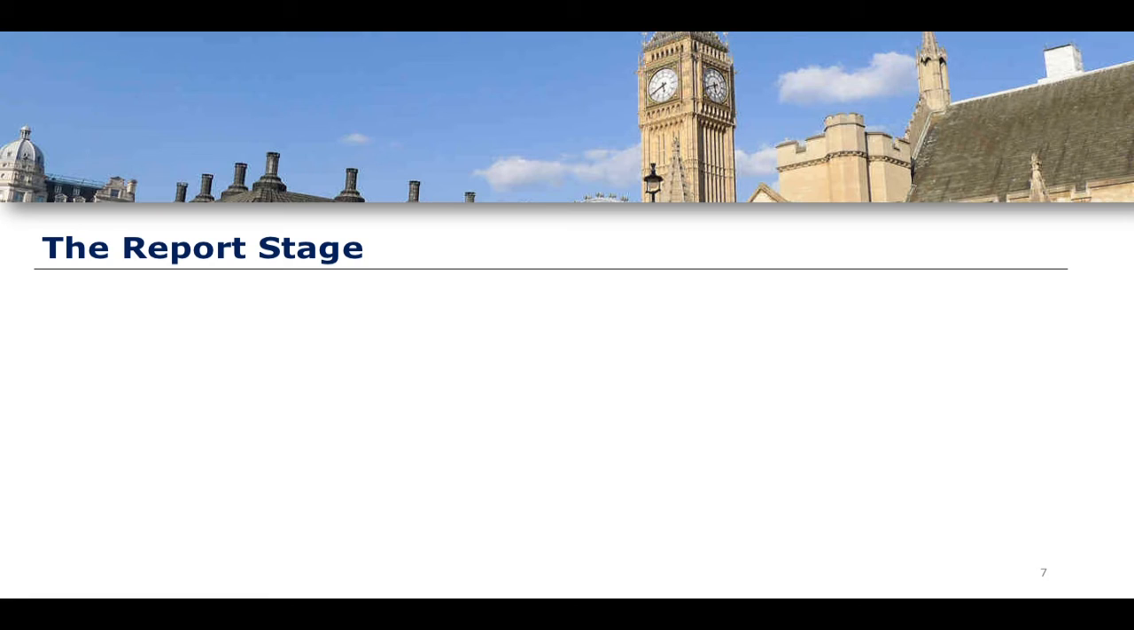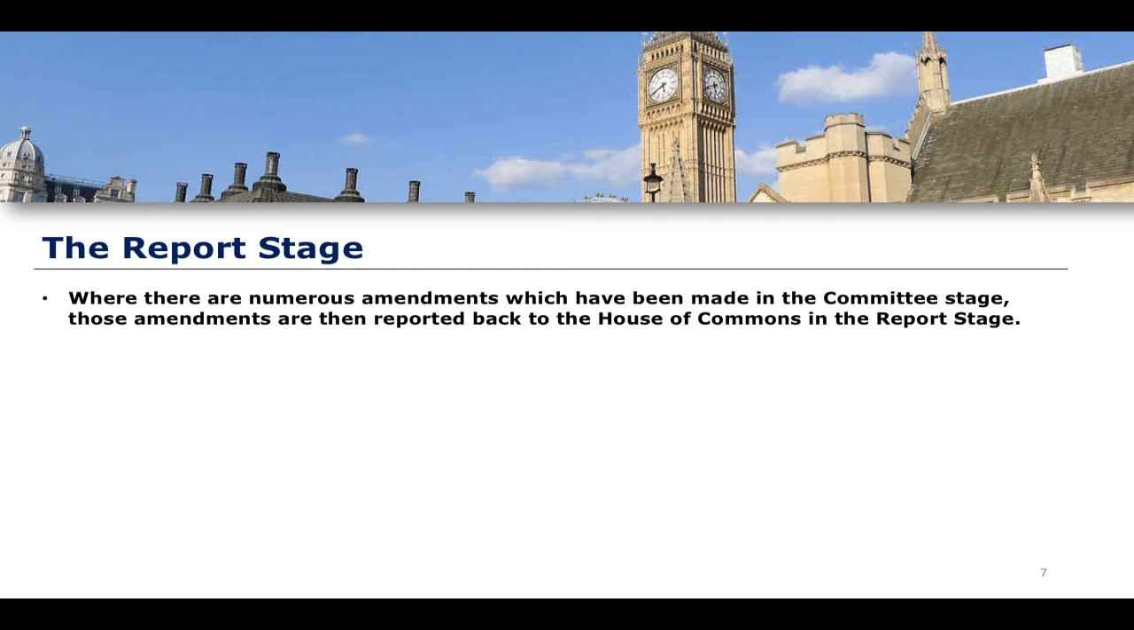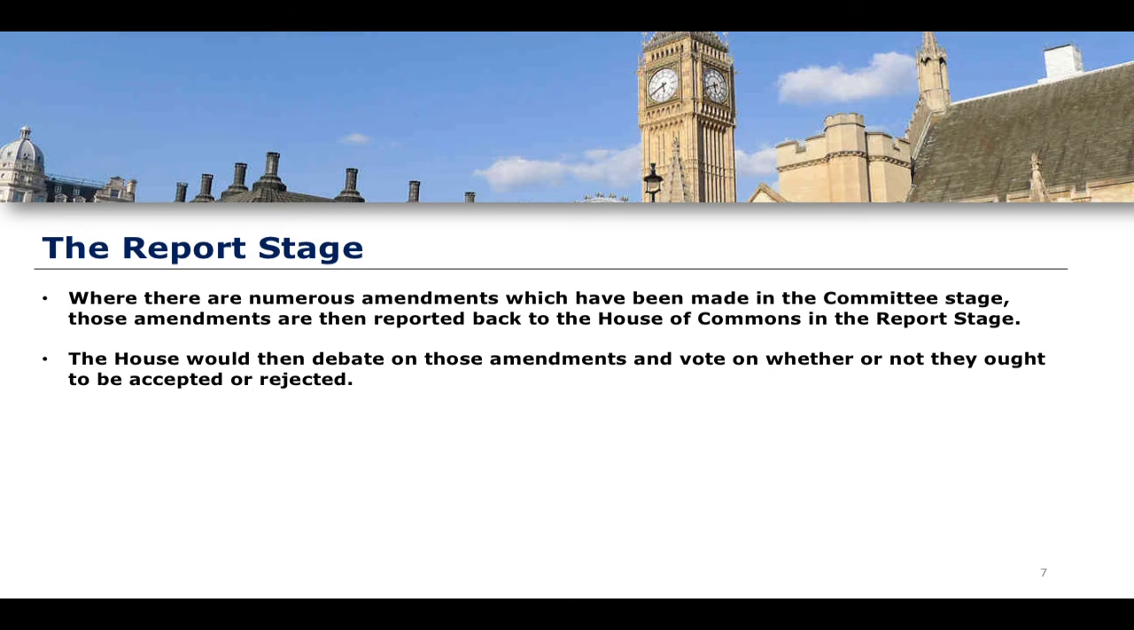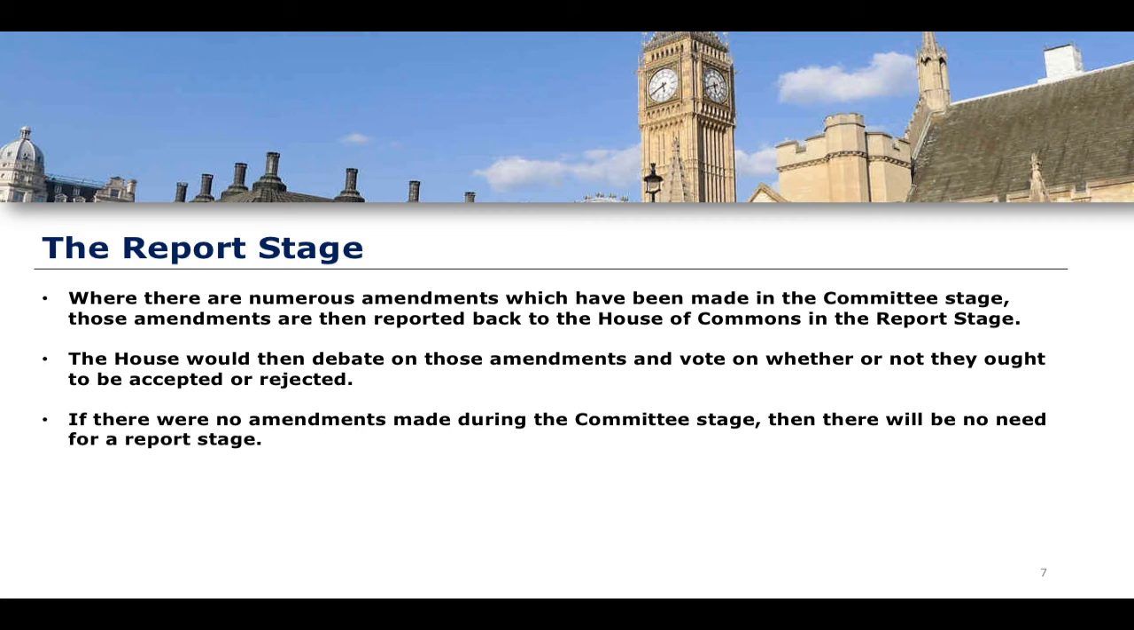Now, if there are amendments that are made to the legislation in the committee stage, and for the most part there are, those amendments will then be reported back to the report stage, okay? If there are no amendments, then there will be no need for the report stage, because essentially the legislation will be exactly the same as it was when it passed through the second reading.